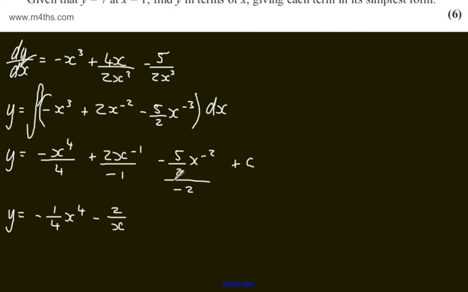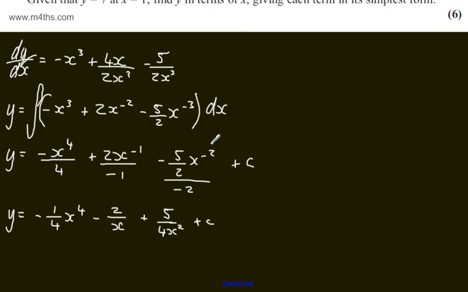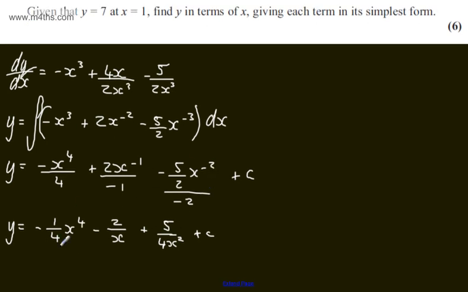And then if we look at this one, we've got the two negatives, so we're going to have plus 5 over 4, and then we'll have x to the minus 2, which we can write as 5 over 4x squared plus our constant of integration. It's entirely up to you on how you want to do this. I prefer to write it like so, as when we come to evaluate, it will be a lot easier than considering negative powers.